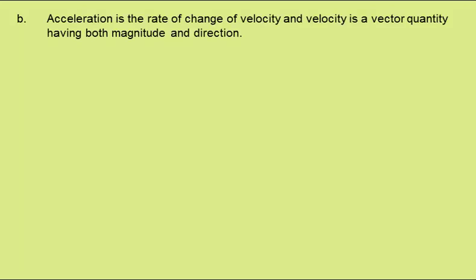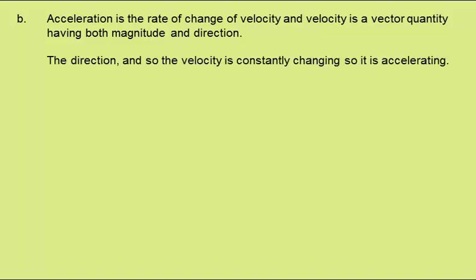In B, we need to explain why the electron is accelerating, even though it is travelling at a constant speed. Well, acceleration is the rate of change of velocity, and velocity is a vector quantity, having both magnitude and direction. The direction, and so the velocity, is constantly changing as it moves in the circle, so it is accelerating.